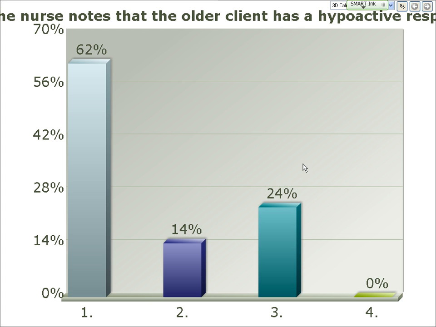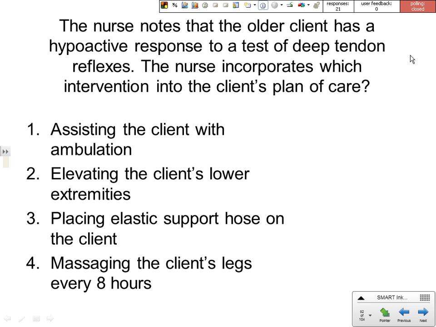Okay, 62% said assist with ambulation, 14% elevating, 24% placing elastic hose. What is our problem with the reduction in the deep tendon reflexes? What's our biggest issue? Safety. Elevating them isn't going to help. That's going to be if you've got issues with venous stasis. But this patient is going to have trouble with ambulation and balance, so safety is going to be their issue.